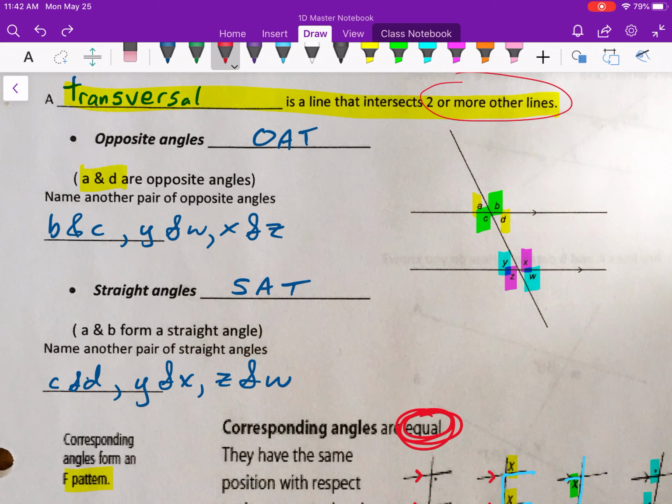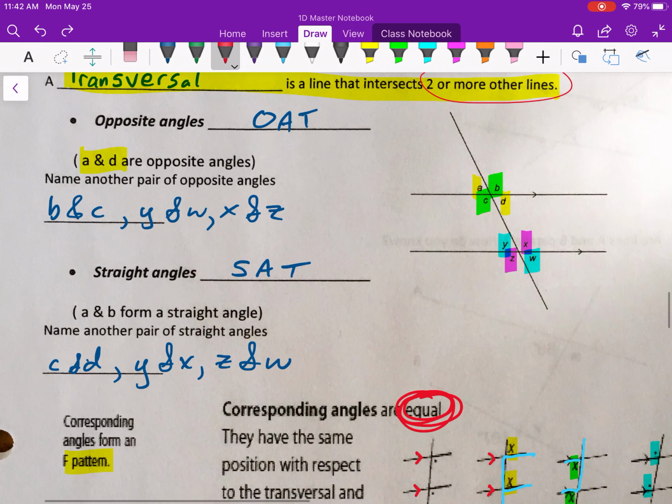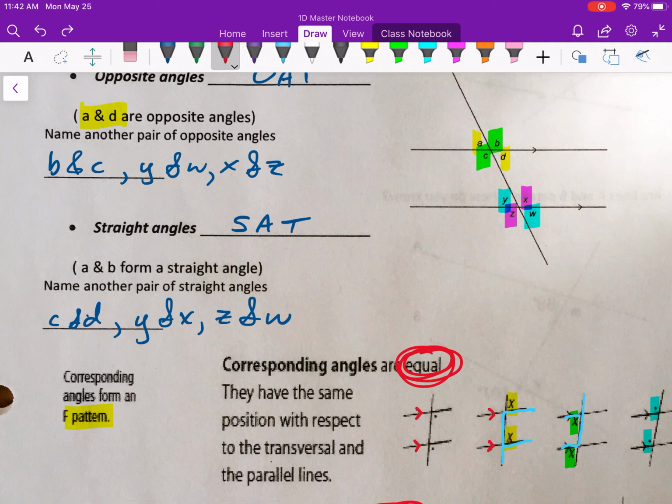Remember, straight angles are called SAT, for straight supplementary angle theorem. Here are some other connections between them. We can see that C and D form a straight line. So do A and B. So do Y and X. So do Z and W. Can you see other ones? Because I can see other ones. There's also A and C. There's B and D. There's Y and Z. There's X and W. They're also straight angles.